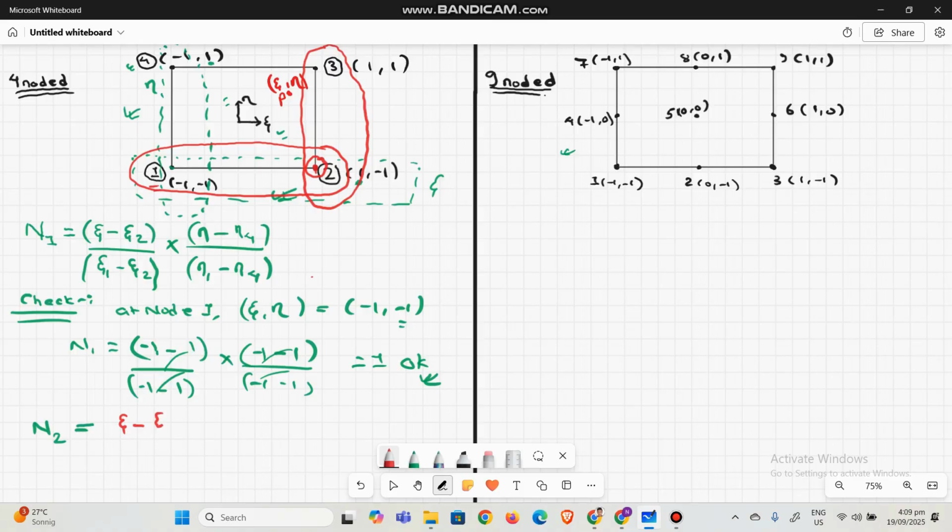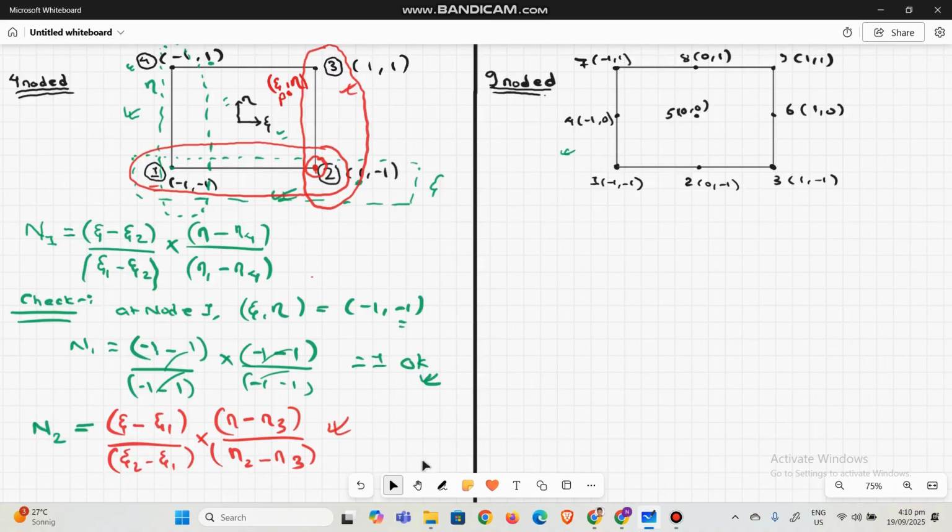divided by xi2 minus xi1, and for the eta direction, you are going to look at this direction, so it's eta minus eta 3 divided by eta 2 minus eta 3, and that's it. You can do similarly for all the nodes. So now let's extend this for a 9 noded element.